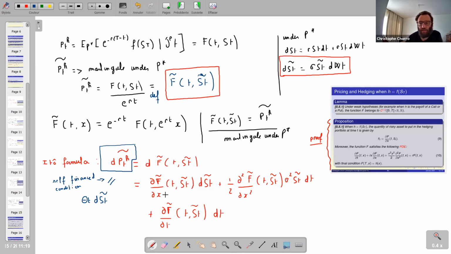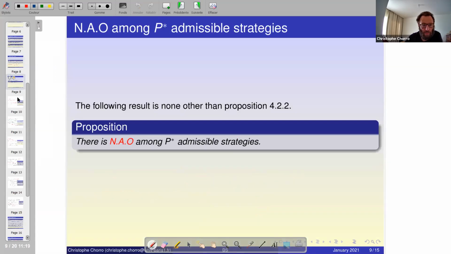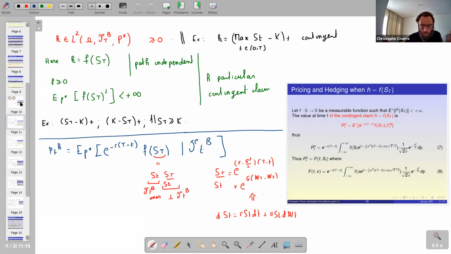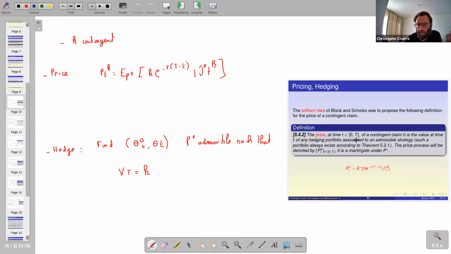So I repeat, because in fact it's the main point of the proof. After it's just computation, okay? So let's come back to what I have done previously. Yes, it's this one. So the price of a contingent claim is the value at any time of a replication portfolio, okay?